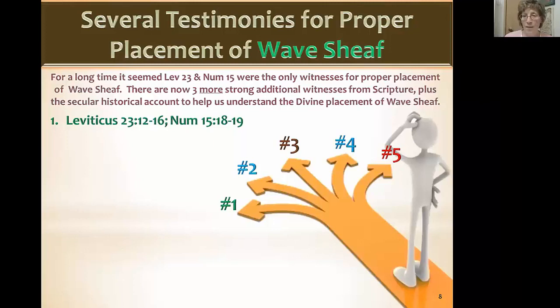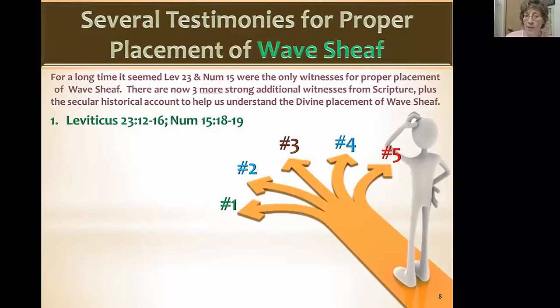Now, we know that there are a lot more testimonies for the proper placement of wave sheaf than what we were taught. For a long time, it seemed like only Leviticus 23 and Numbers 15 were the only witnesses for proper placement. And you know what everyone says, you need 2 or 3 witnesses. Well, there's 2 witnesses right there. But there's better news than that, because there are now 3 more strong witnesses from the scriptures. And there's also a secular historical account to help us to understand the divine placement of wave sheaf.